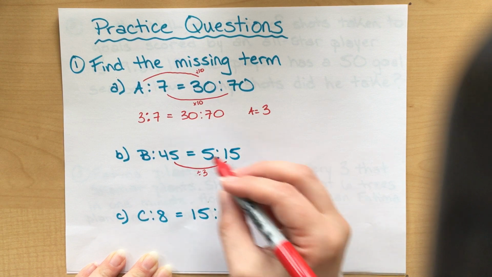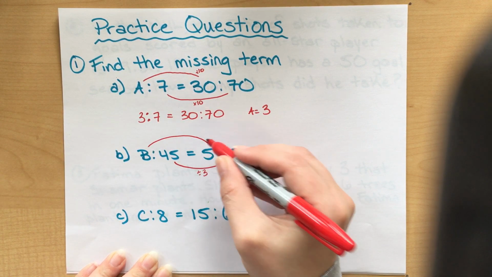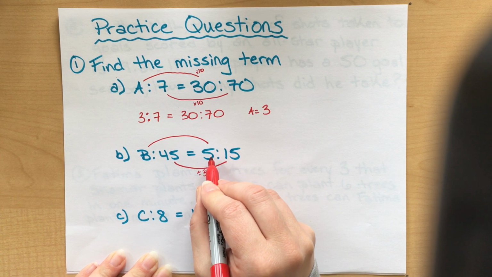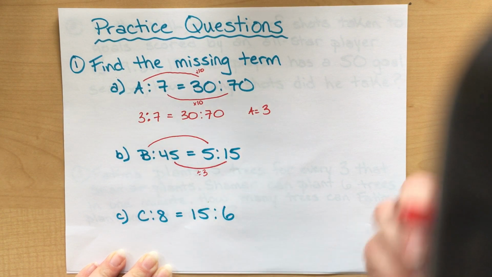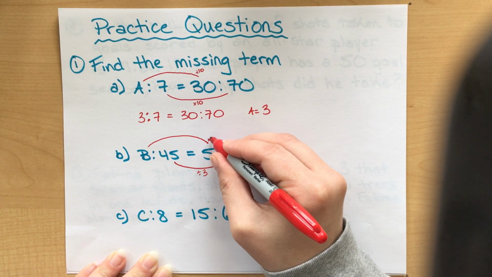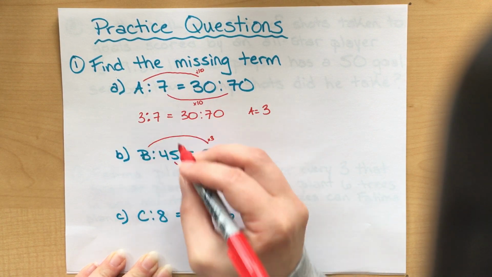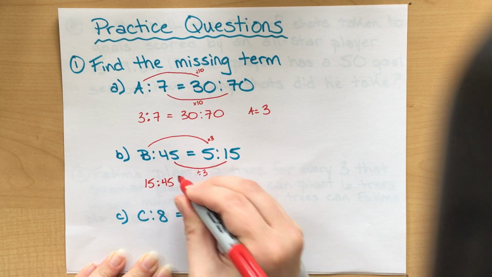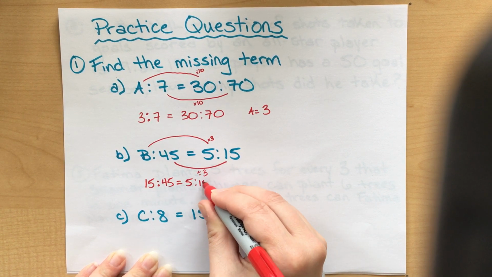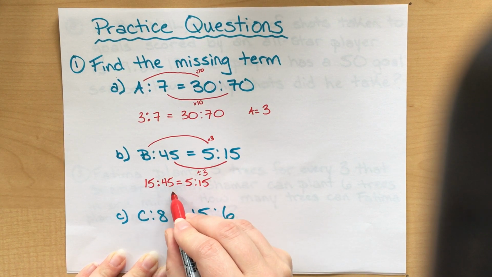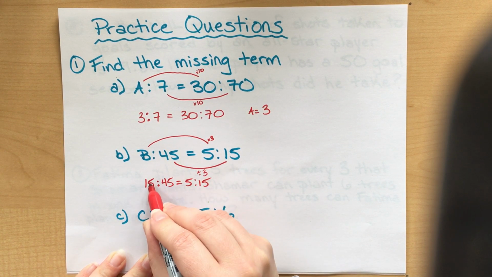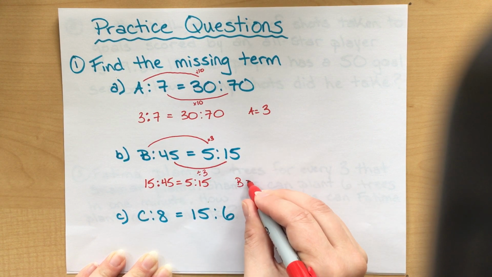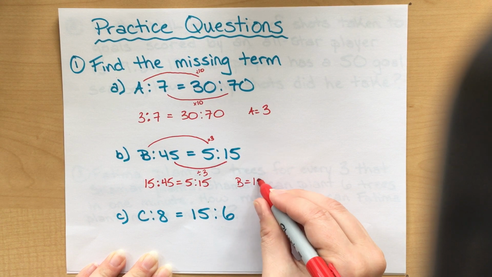And if I do that to that one side, remember I would have to do it to the other side. So to get from here to 5, I'd be dividing by 3. If I want to know what the original number was, I'm going to use the inverse. So 5 times 3 would give me the original number of 15. So if I just double check that, 45 divided by 3 gives me 15. 15 divided by 3 gives me that 5. So B would be equal to 15.